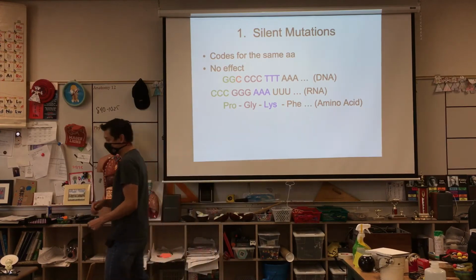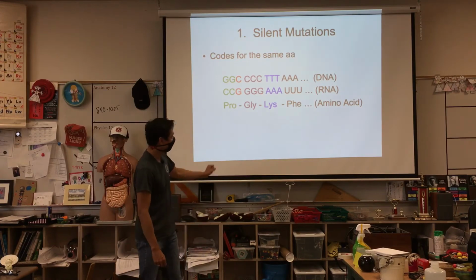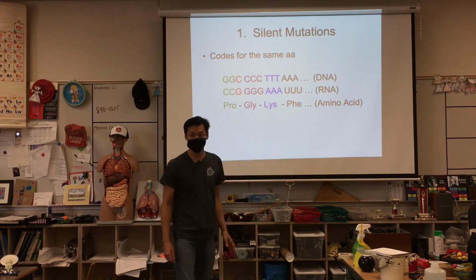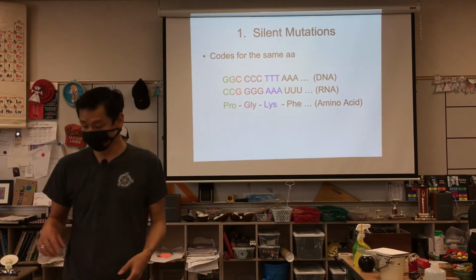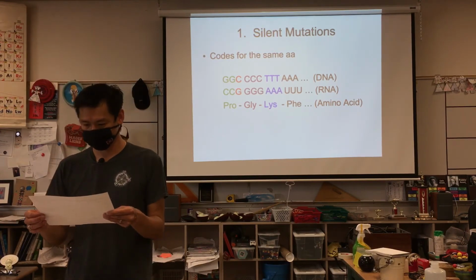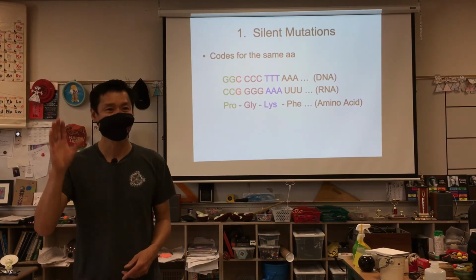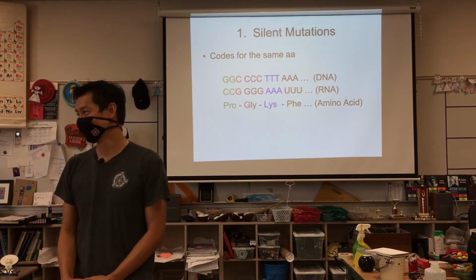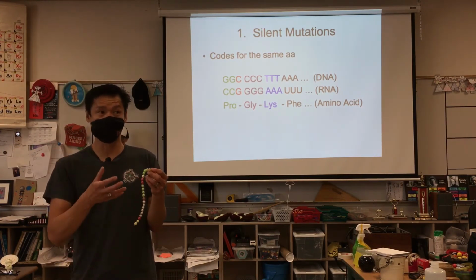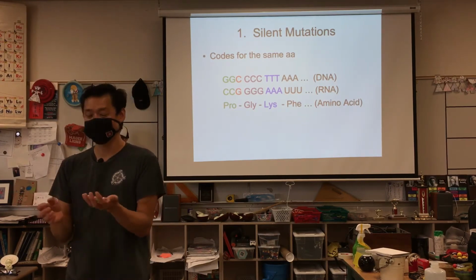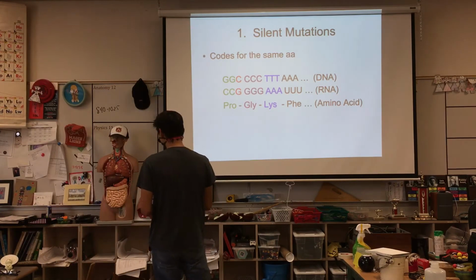That means our mRNA sequence is now CCG, GGG, AAA, UUU. Does it stay proline, glycine, lysine, phenylalanine? Well, let's see. I think the last three are okay, but what does CCG code for? Still proline. This is a silent mutation because although there was a point mutation, it doesn't change the amino acid sequence. So however this thing worked, it still works exactly the same way. We don't know if it's a good gene to have or a bad gene to have, but it works as it usually does. So that's called a silent mutation. I think the name makes sense.